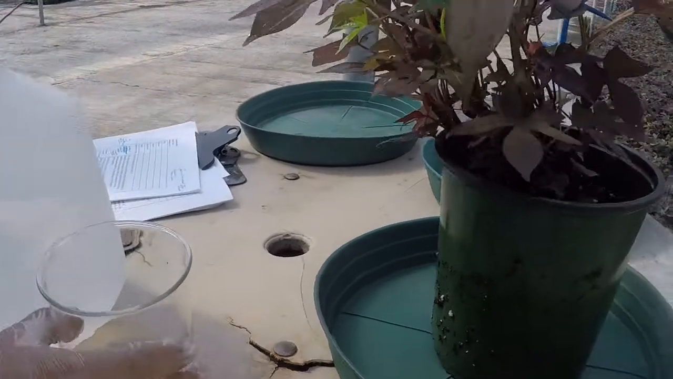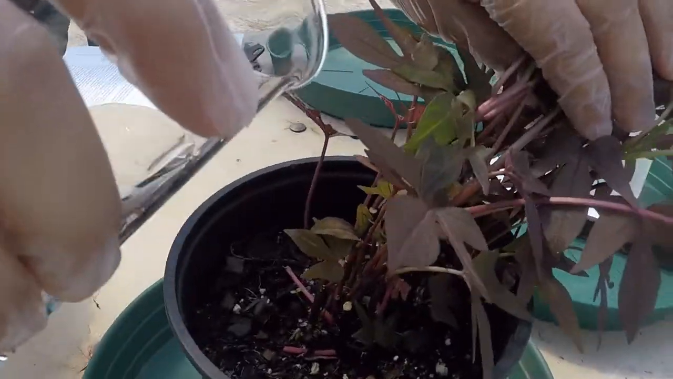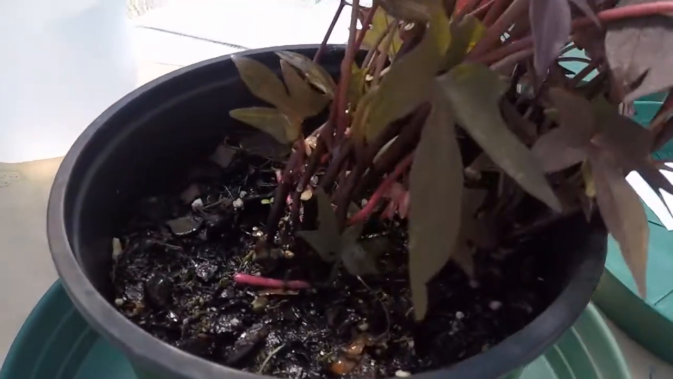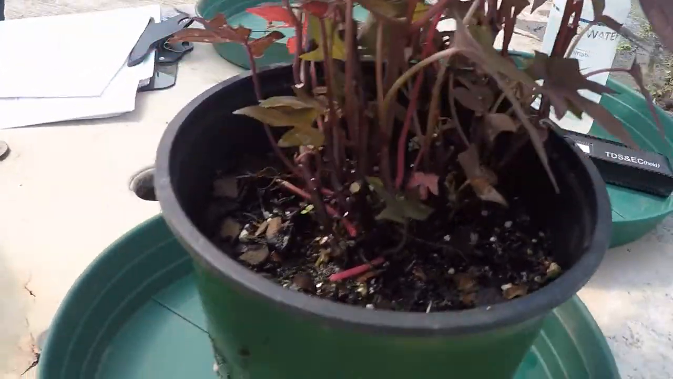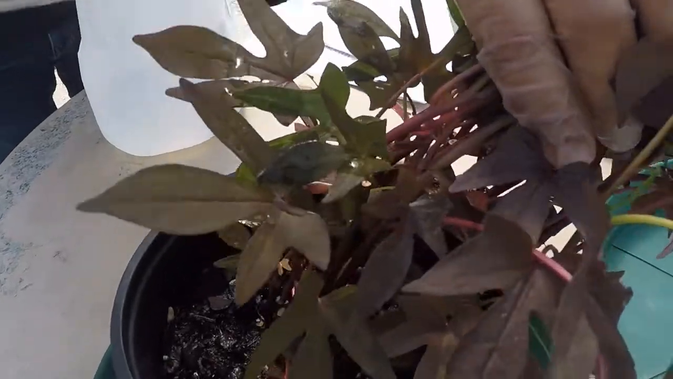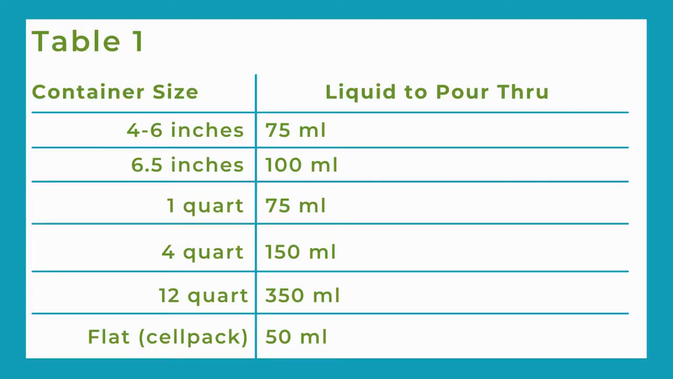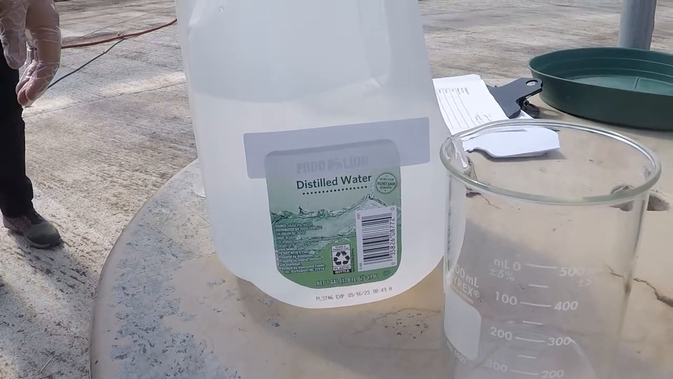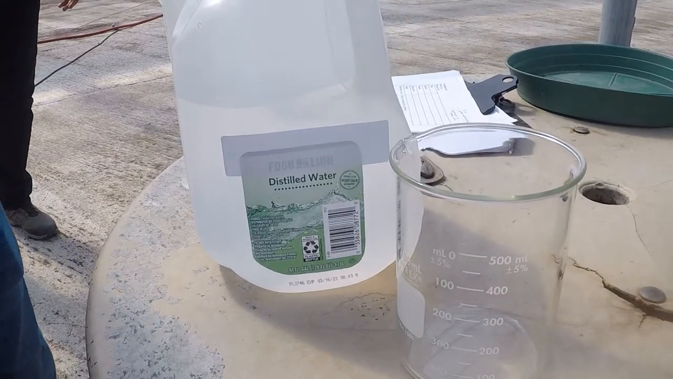Pour the appropriate amount of distilled water on the surface of each container's soil to push the leachate through the bottom. You'll need to pour on enough water to get about 50 milliliters of leachate from the container for testing. This amount will vary by container size at approximately the values in Table 1. Be sure to use distilled water. Drinking water and hose water have additional salts and may contaminate your sample.